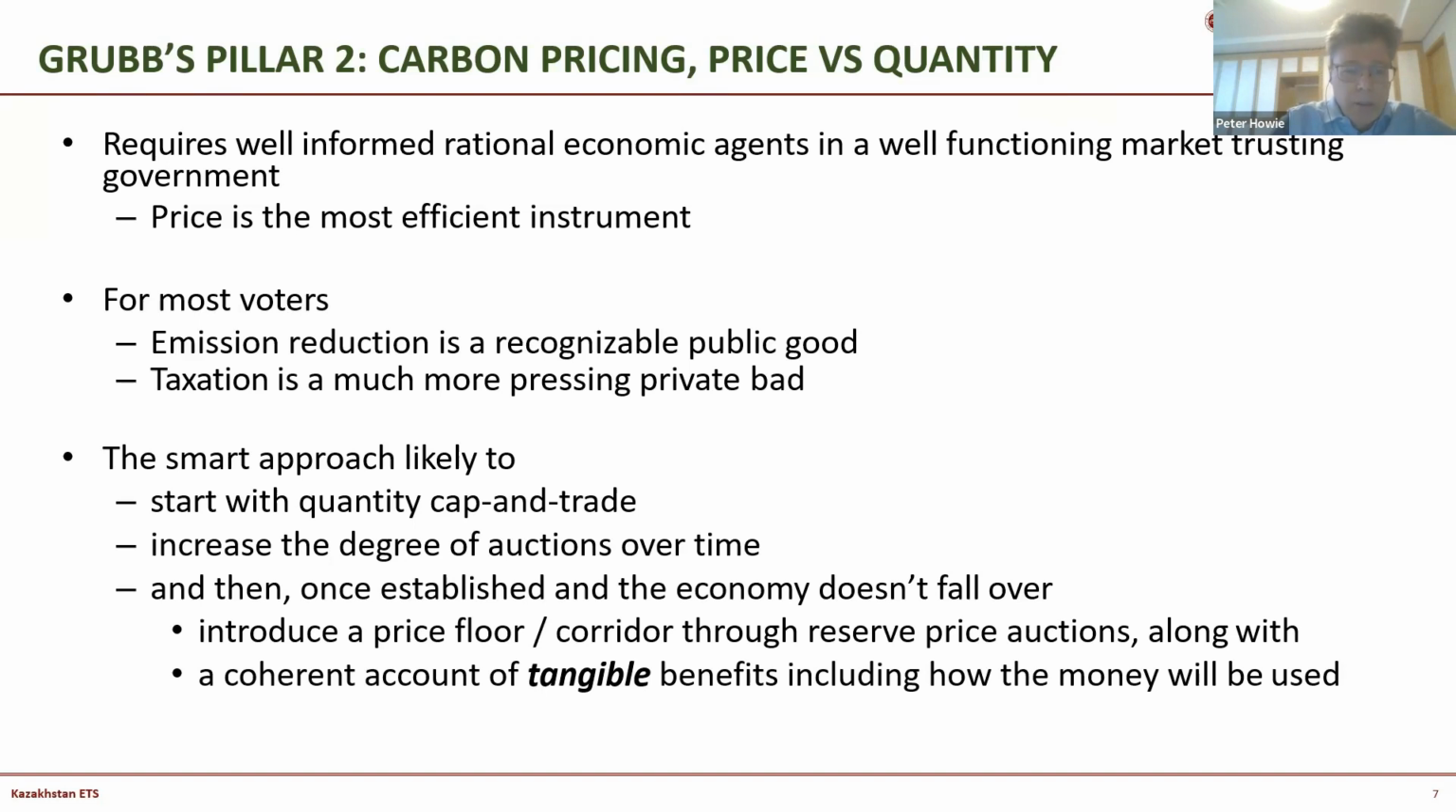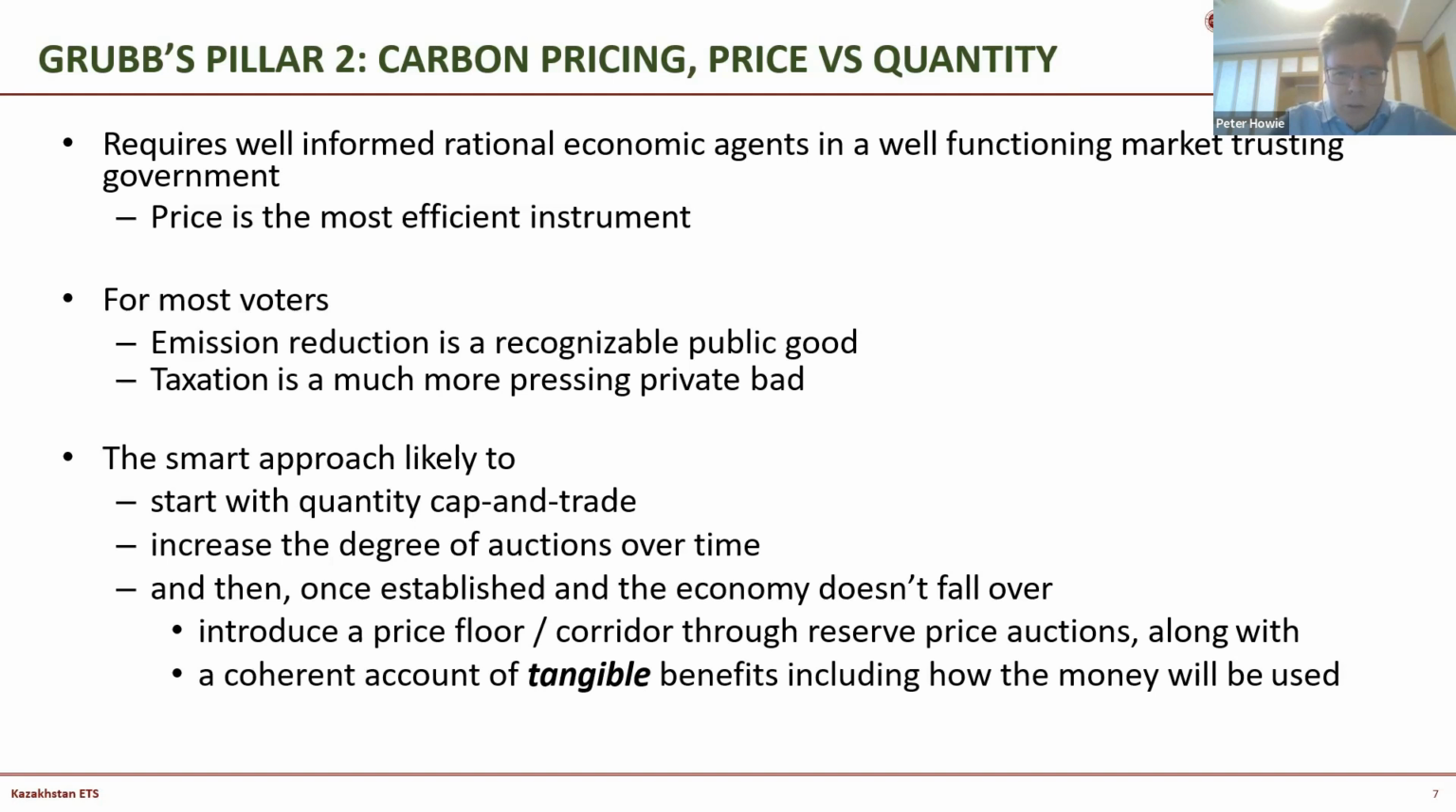carbon tax. He says that what you should do is start with a quantity cap and trade, which is an emissions trading system. Increase the degree of auctions over time, which means that you stop giving away free permission to pollute carbon dioxide. And then once established, the economy doesn't fall over, doesn't complain too much, and you don't do what Australia did and revoke its emissions trading system.